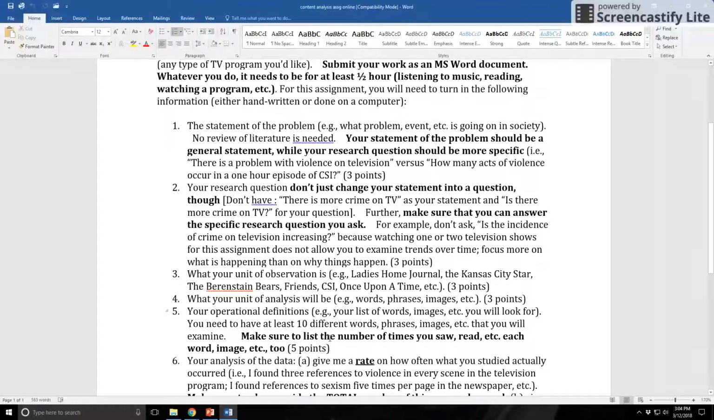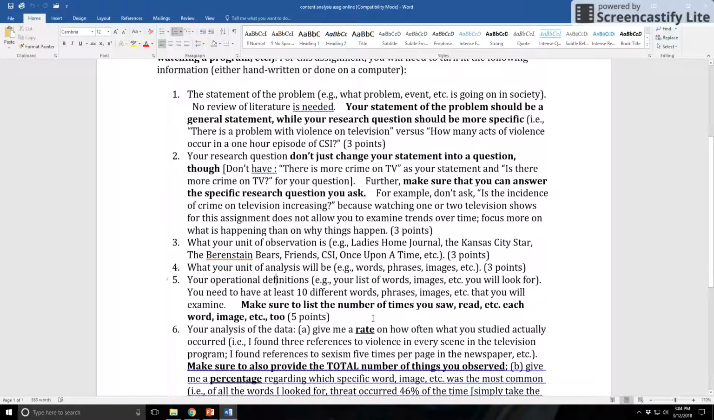And do make sure to, as you go through and watch the program or listen to the music or read the paper, let me know how many times you saw what you saw. And that'll be the way you collect your data in this assignment: you do numbers 1 through 5, and then you sit down and say, watch a TV show. And if I'm looking at crime on television, I would list 10 words or phrases that I think would be indicative of talking about or discussing or showing crime on this TV show.